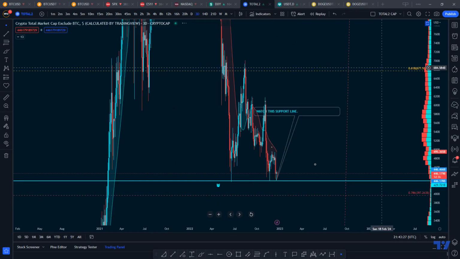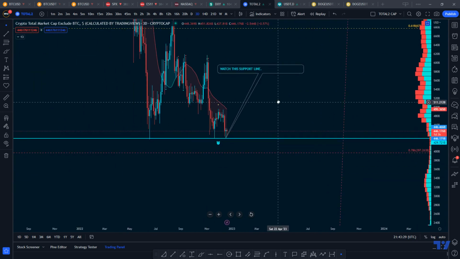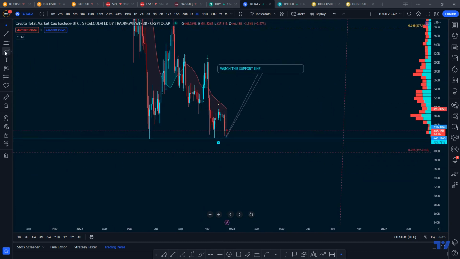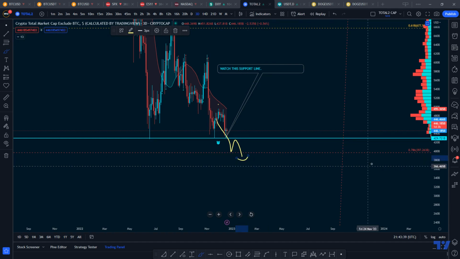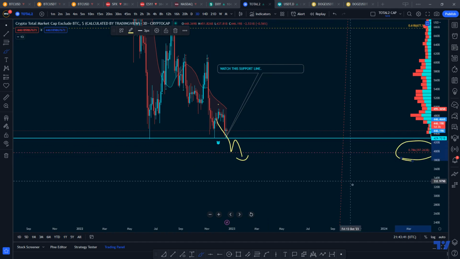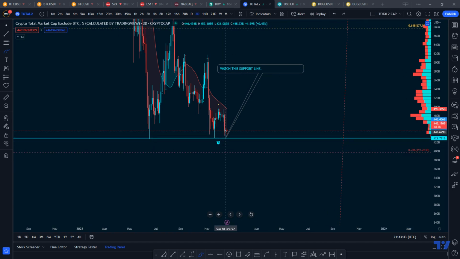Total 2, I mentioned this in group. Just watch this support line here, okay? Total 2 loses this support line, this level, and retests it, bearish retests it, and moves lower. We've got some major fib support here, 786, but if that moves lower, then you could see altcoins lose quite a bit of their value. Okay, so I've got an alert on this line. Just keep an eye on that.